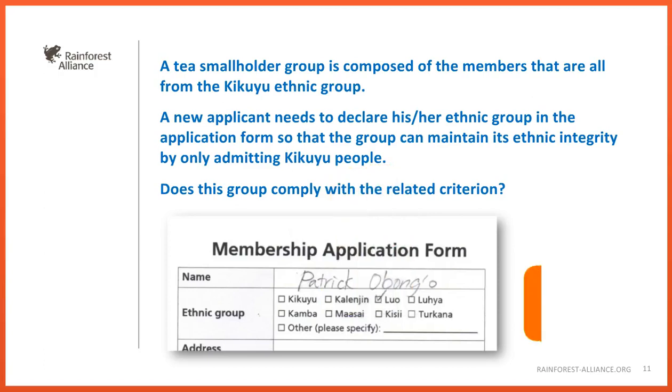The answer is no. Criterion C 1.15 prohibits all forms of discrimination in a member selection process. Not admitting a new applicant because of his or her ethnicity is a discrimination and cannot be allowed.